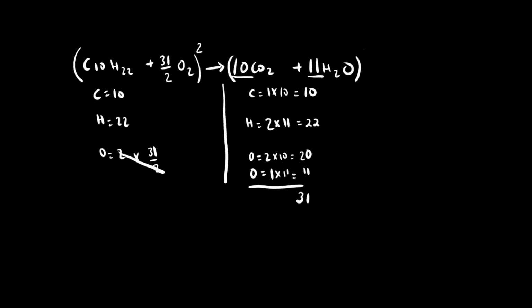So we're going to multiply both sides by 2. 2 in front of our decane, 31 in front of the oxygen. And then for the right side, we'll have 20 in front of our carbon dioxide, and 22 in front of our water.